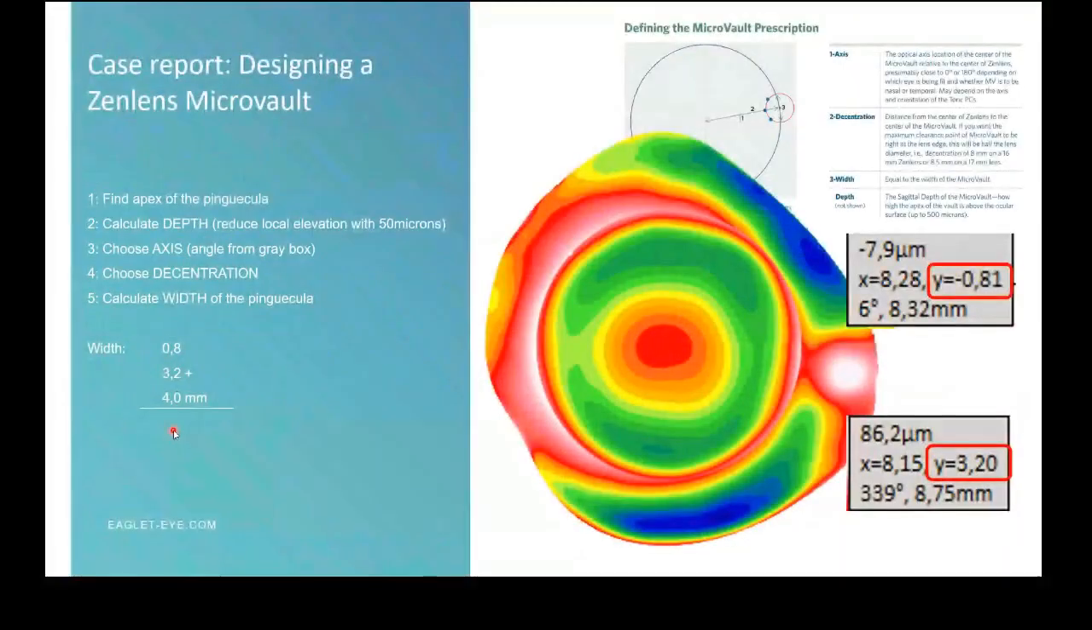For the last value, you have to move your mouse. And in the beginning, you move it to the top of the pinguecula, so where the yellow area starts. And you keep in your mind this number, so 0.8. And I've written it down here. Then you move it to the bottom, so where the pinguecula stops, and you read this number, 3.2. You add it together, and the total width of your order will be 4 millimeters.